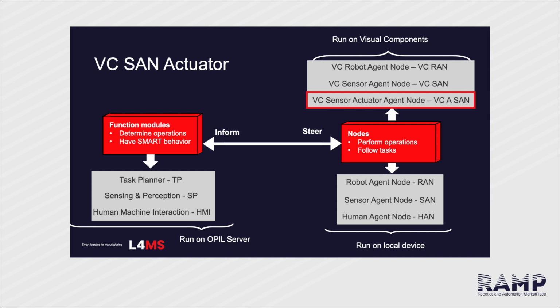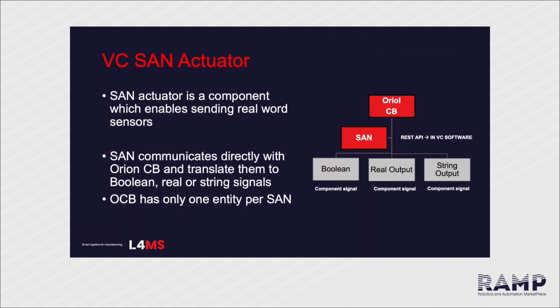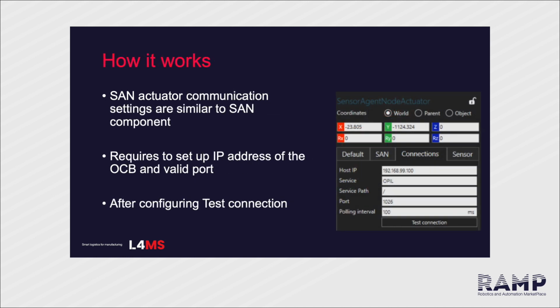Another module of VC is the Sensor Actuator Agent Node, VCA-SAN. It is a component that gets real sensor data and incorporates them to VC and the virtual machine. The settings here are similar to SAN. Again, make sure to set up correctly the IP addresses corresponding to the valid ports.